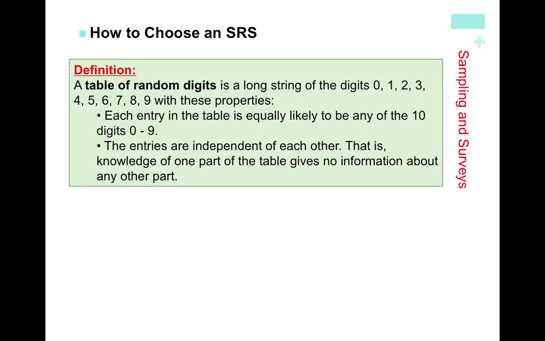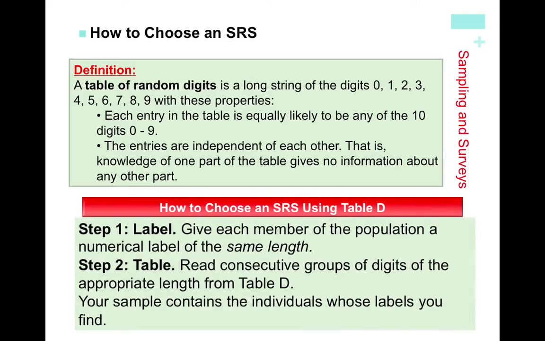Okay, so a table of random digits is a long string of digits, 0 to 9, with these properties. Each entry in the table is equally likely to be any of the 10 digits. The entries are independent of each other. That is, knowledge of one part of the table gives no information about any other part. So how you're going to choose an SRS from this table. They call it Table D, and that's what it's labeled in your reference guides.